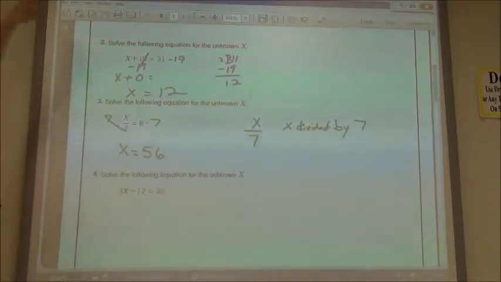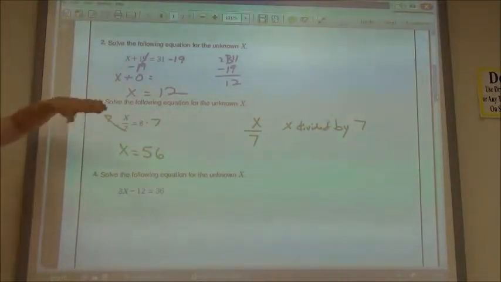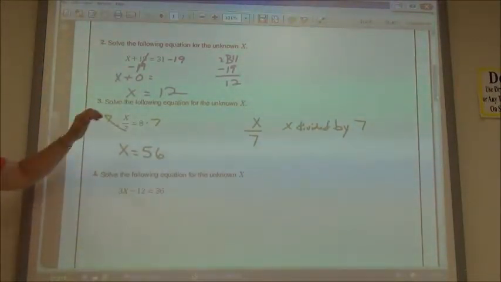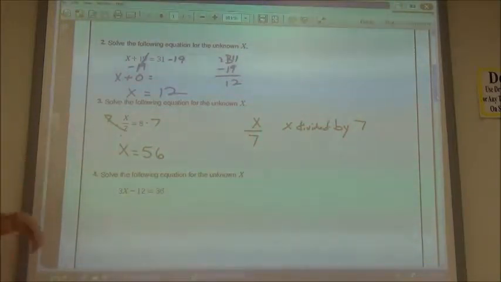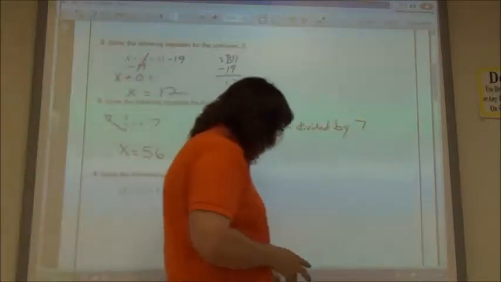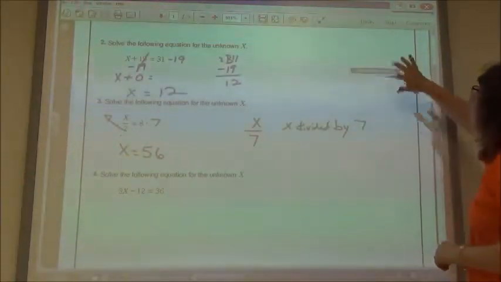And so if it shows multiplying, you're going to divide. If it shows adding, you're going to subtract. If it shows dividing, you're going to multiply. We didn't have one with a subtraction, but if it has a subtraction, you're going to add. So that when you get down to number 4, you're going to get some longer algebra problems to do.